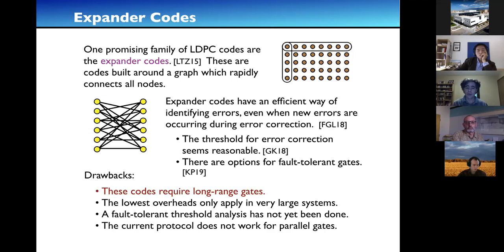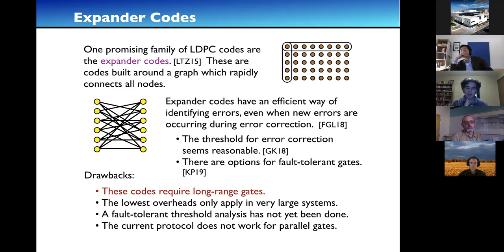So there are some drawbacks to them. The big drawback, and we don't know a way to get around this, is that these codes seem to require long-range gates. Because in order to have a graph that's connecting qubits, no matter how far apart they are physically, you have to have edges in the graph that are actually connecting far apart qubits physically. There's just no way around that. Well, there might be a way around that, but we don't know it yet. So that's a drawback, but it might still be worth it. There are some systems, for instance, photonic systems, where sending qubits all the way to the other side of the computer is not such a big deal.